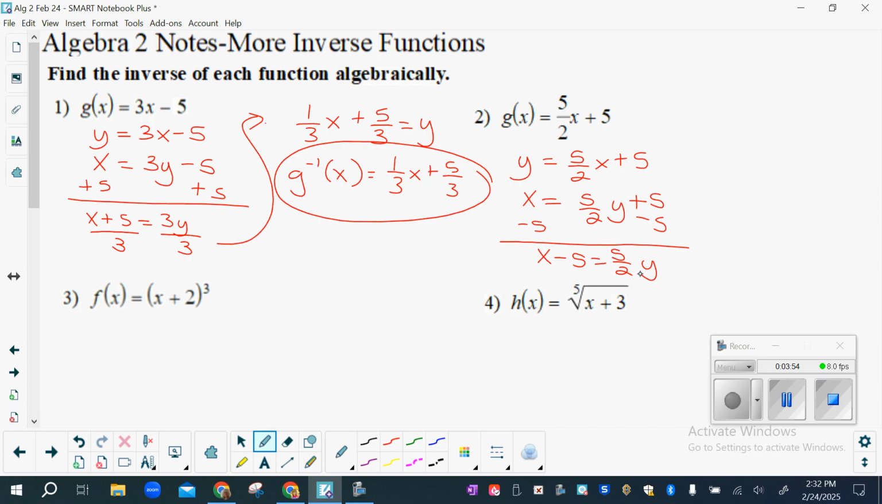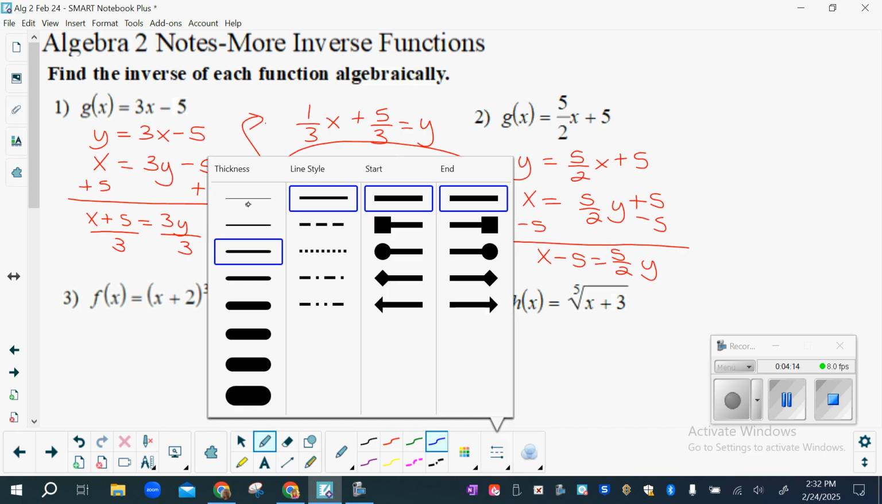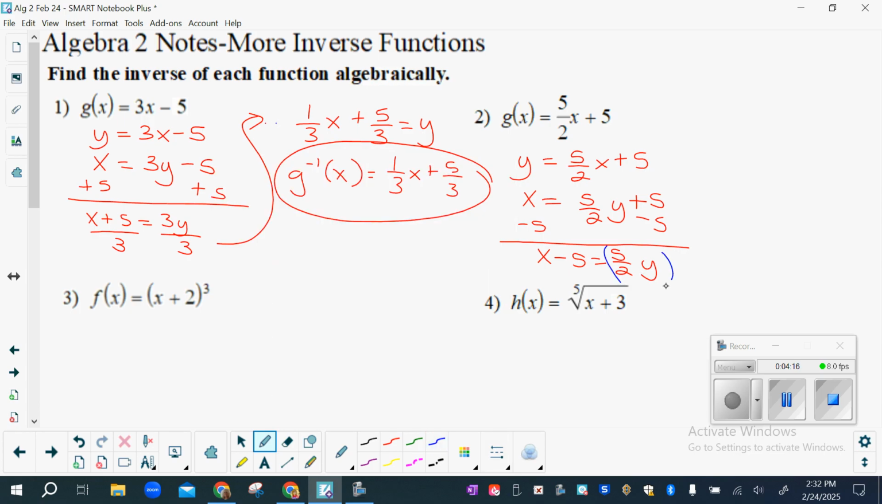So we want to isolate the y. So what do we do to the 5/2? We can divide it by 5/2, or we can multiply by 2. Or if we do it in one step, how can we do it in one step? 2/5. So we can multiply by the reciprocal, 2/5. So either way, you could multiply by 2, then divide by 5. This way you only have one step.